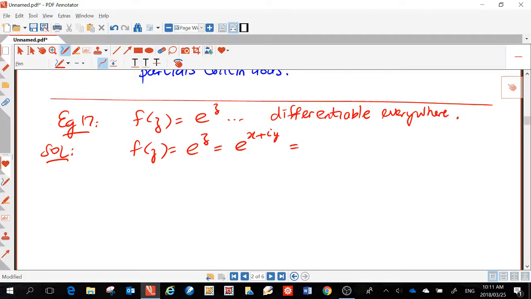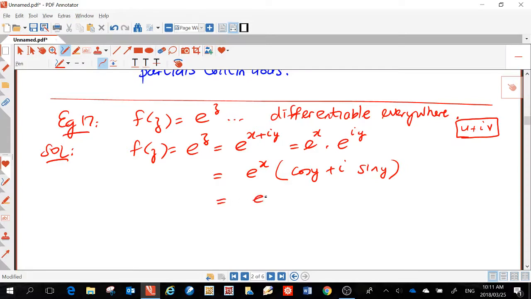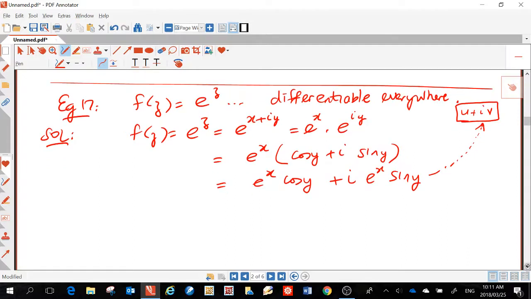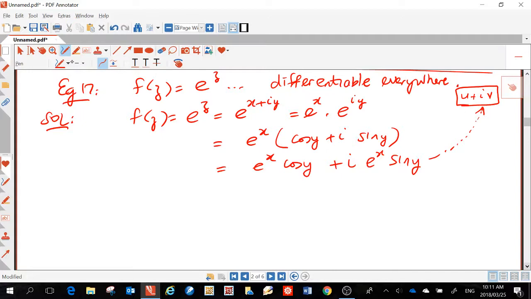I want to put this in the shape of u plus iv. That's my objective. I need to get this to be looking like that. It's not like that at the moment. If I do this, e to the x times e to the iy, I'm getting closer. So this can now be written as e to the x, and e to the iy is cos y plus i sine y. Then I can have e to the x cos y plus i e to the x sine y. And now I've got it in the shape u plus iv. So once I've got it in that shape, it's all set up for me to compute the Cauchy-Riemann parts and see if it works.